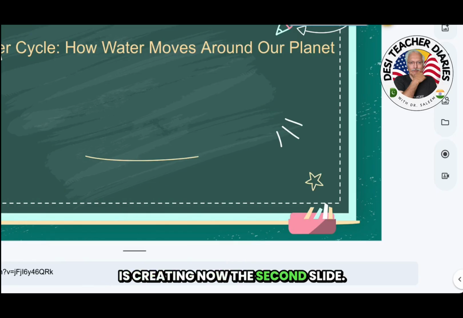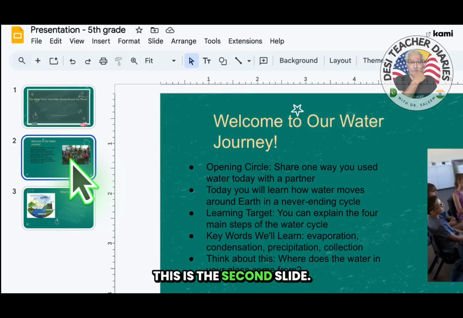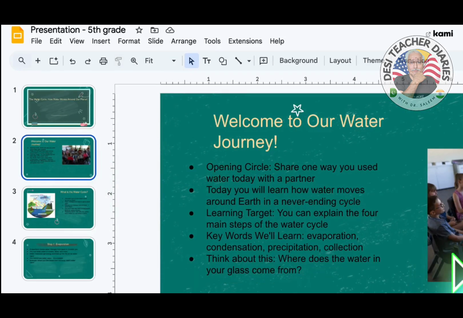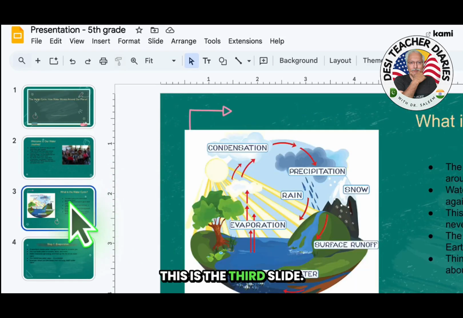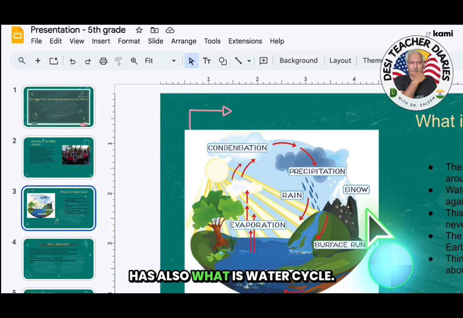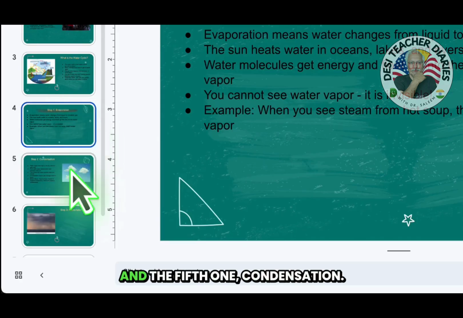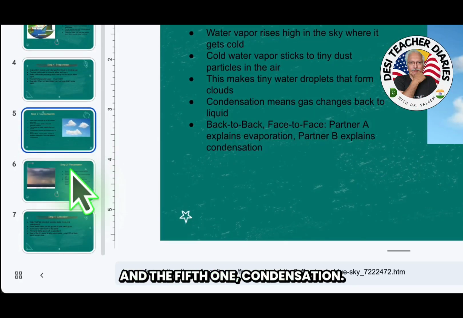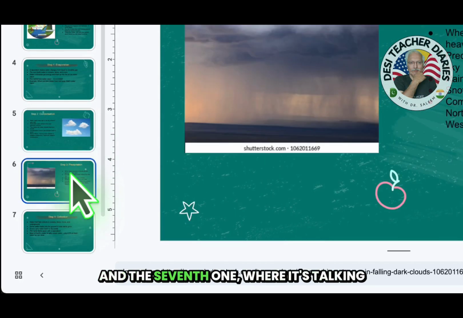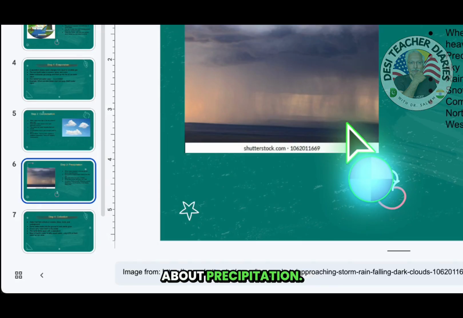It's creating now the second slide. This is the second slide. The image is already there. This is the third slide. It has also what is water cycle. The bullet points are there. The image is there. This is the 4th one and the 5th one. Condensation, and the 7th one where it's talking about precipitation.